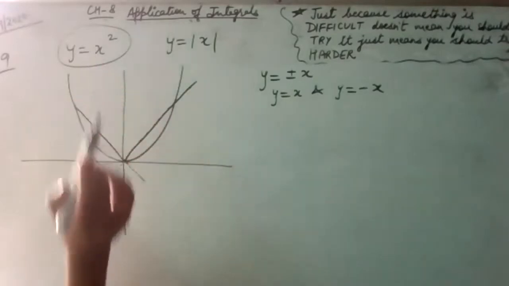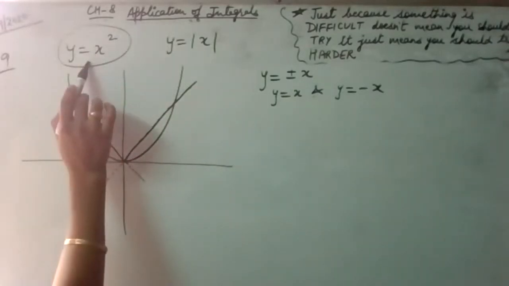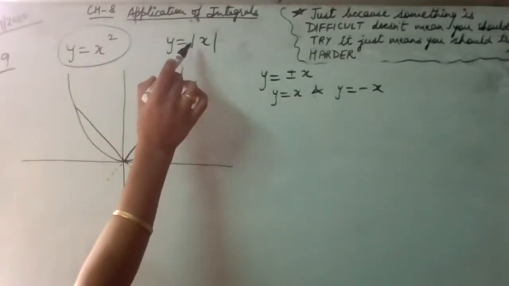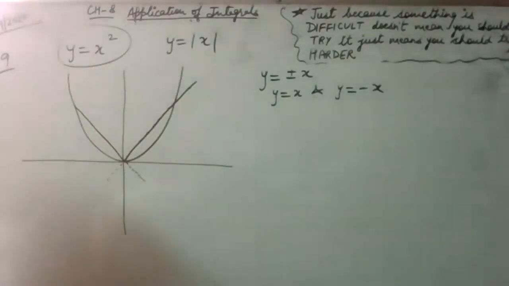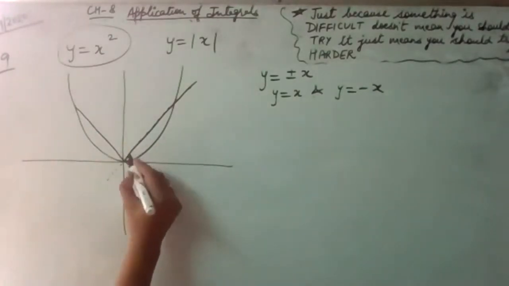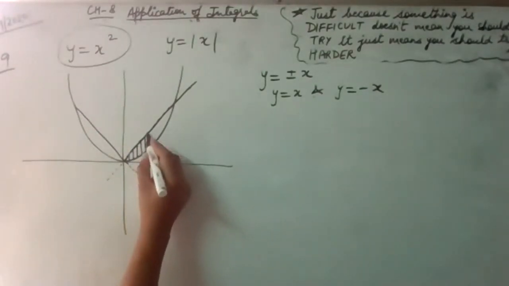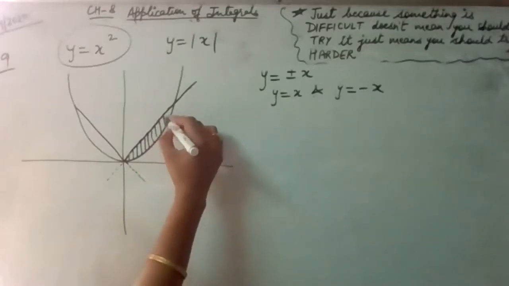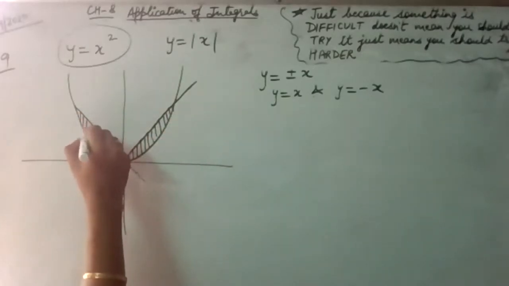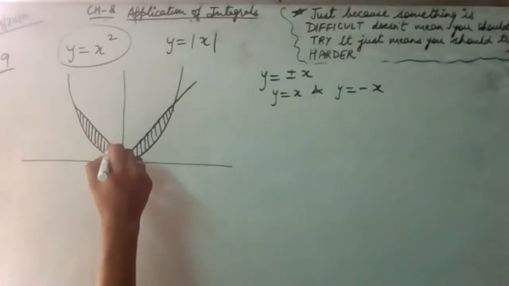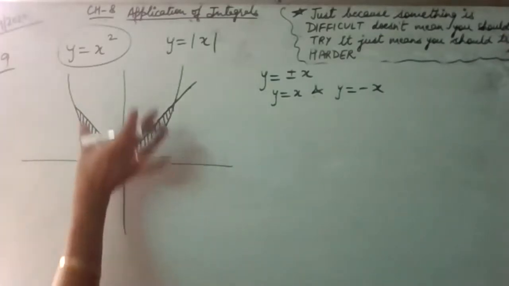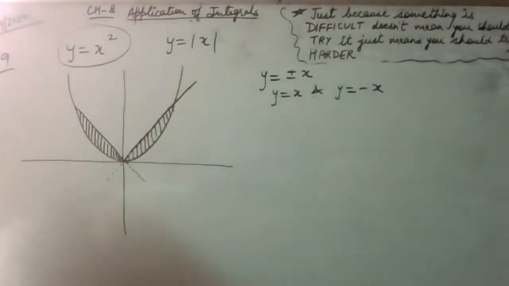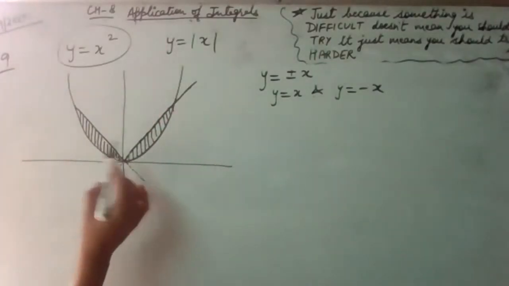We only need the region in which y equal to x square and y equal to modulus x are intersecting, the area between them. So this is the area between these two lines, right? We don't need the third and fourth quadrant because the parabola is there in the first and second quadrant only. So we just have to find out this area.